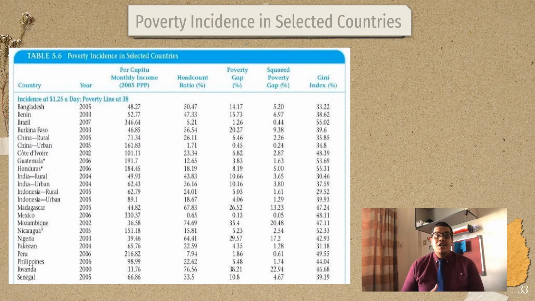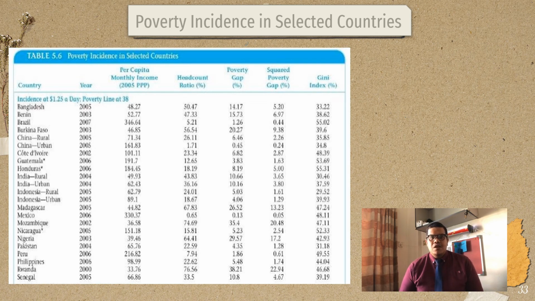Okay, now we are heading to poverty incidence in selected countries. The table provides estimates for some specific countries in Africa, Asia, and Latin America at $1.25 and $2 poverty lines. Chronic poverty is concentrated in India, where the largest numbers are found, and in Africa, where the severity of poverty among the chronically poor is greatest.